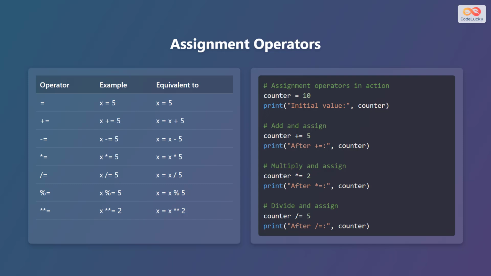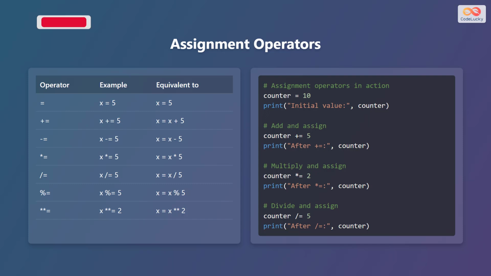For example, plus equals adds the value on the right to the variable on the left, and assigns the result back to the variable. Similarly, minus equals subtracts, asterisk equals multiplies, slash equals divides, percent equals calculates the modulus, and double asterisk equals raises to a power, all while assigning the result back to the variable.